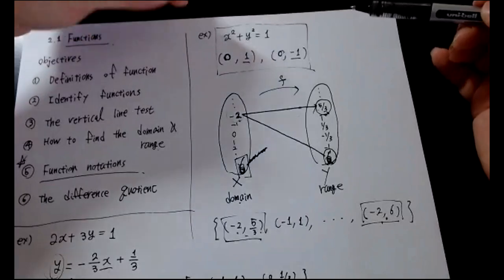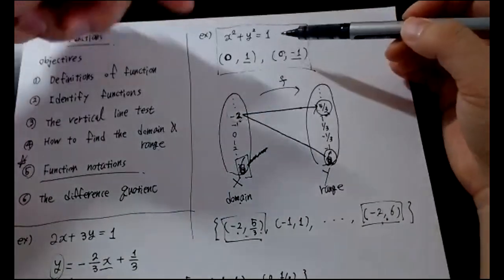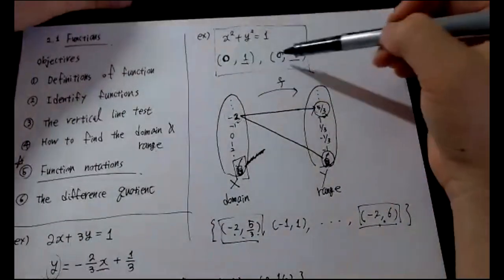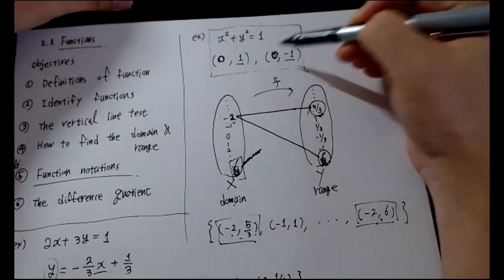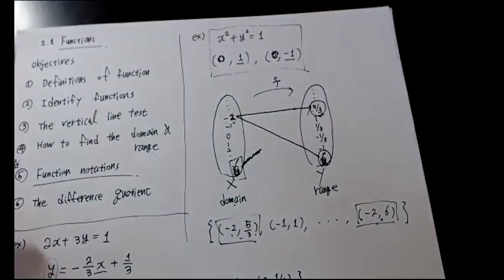So now you can see the reason why this circle is not a function: you see that (0, 1) and (0, -1). See that these two ordered pairs have the same first, different second. You should not have such ordered pairs in order for that equation to be a function. Okay, so keep this in mind.